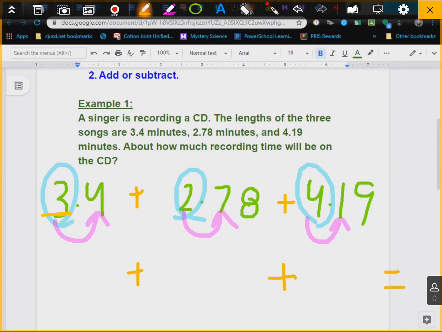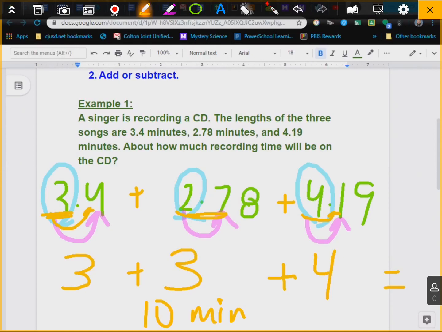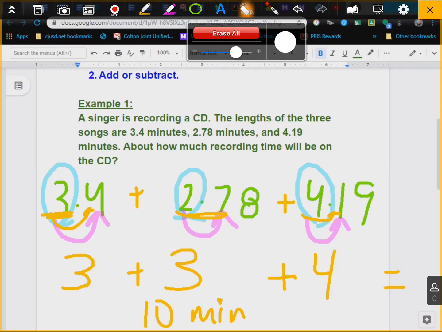We're looking at 3. And to the right is 4. That tells the 3, since it's 4 or under, to stay the same, so it's going to stay as 3. Looking here at the 2, the 7 is telling the 2 to move up because that's 5 or over. So 2 is going to move up to a 3. Look at the 4. The 1 is 4 or under, right? Tells the 4 to stay the same, which is 4. Okay? And 3 plus 3 is 6, plus 4 is 10. So the answer is 10 minutes. All right? That's the only word problem for example 1.